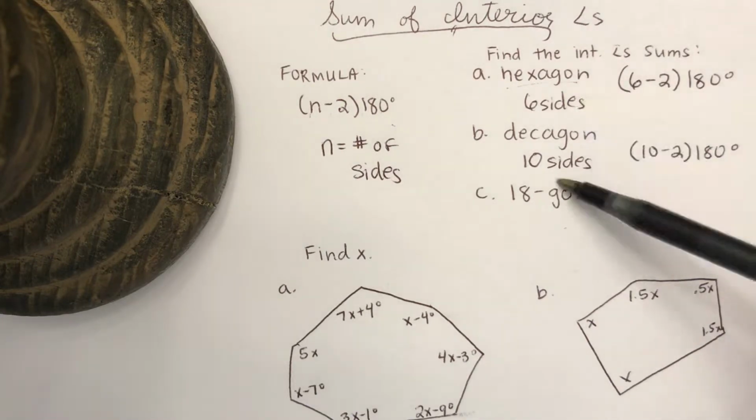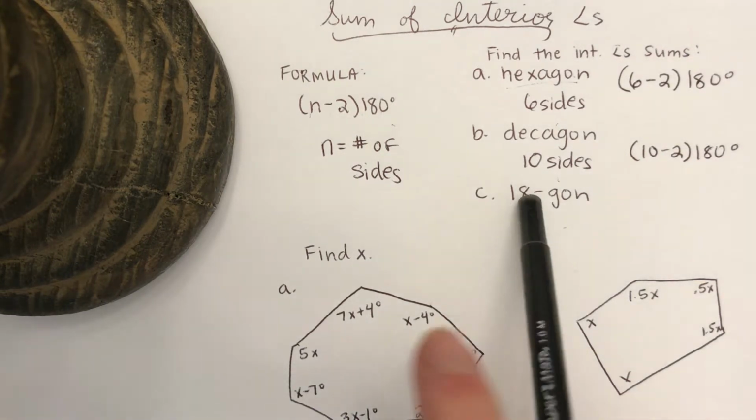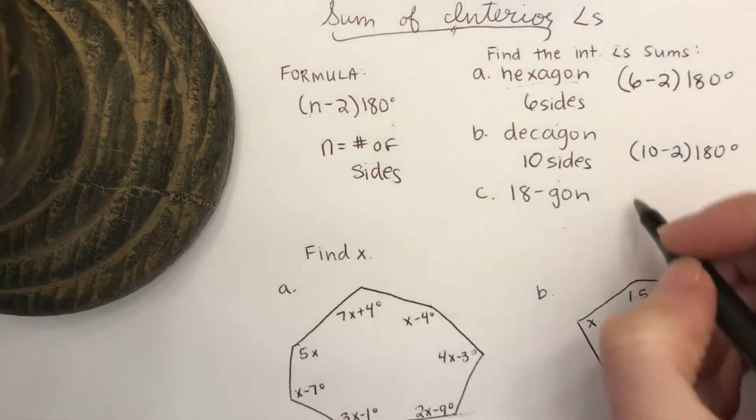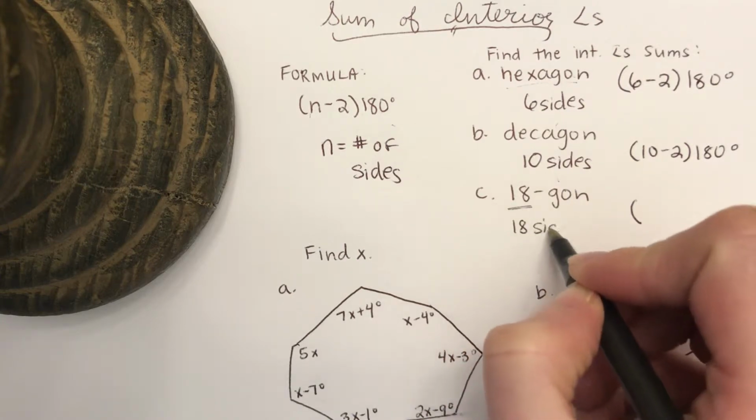Now again, both of these you have in your charts in your 8-1 packet, but I don't expect you to have those memorized. If you do, because you've seen them over and over, that's great, but you don't have to memorize them, because if you just know this formula, you just have to plug it in. Okay, but for the 18-gon, for example, that's not in your packet, so you are going to have to use the formula for that one. Again, an 18-gon just means it has 18 sides.